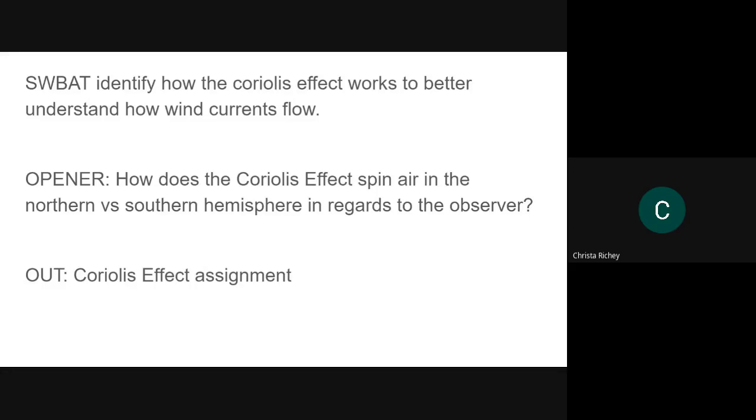To the right. In the Southern Hemisphere, however, as long as you're throwing it in the same relationship to the northern, it's going to look like it goes to the left. So I have a few images.